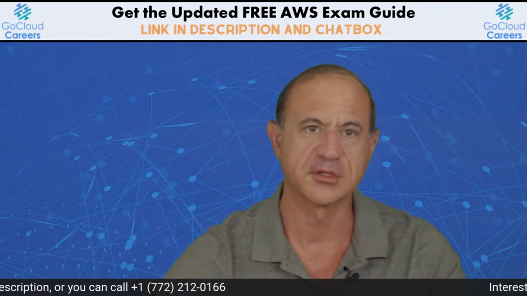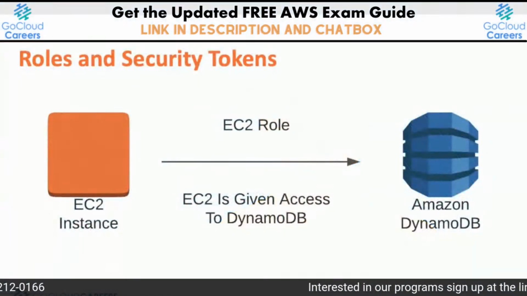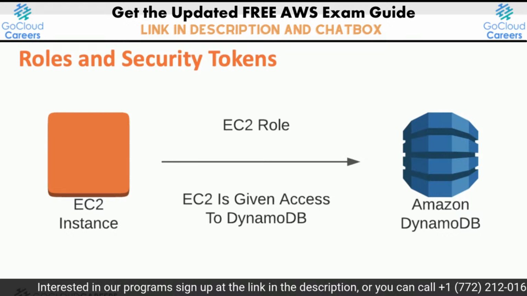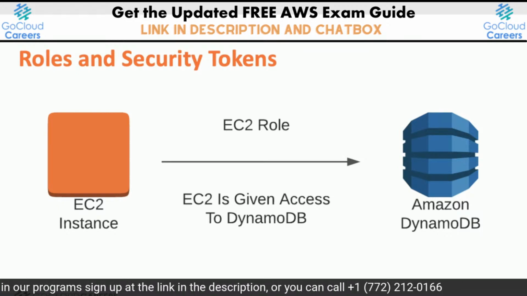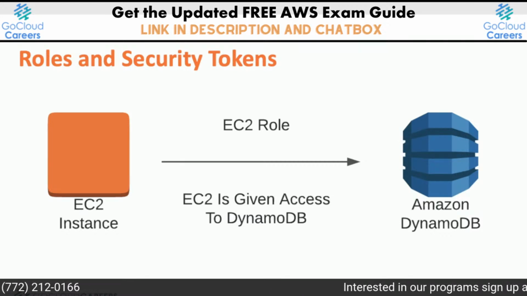Now we're dealing with this service role. So let's graphically look at this real quick. Here we go. An EC2 instance wants to access the proprietary Amazon NoSQL database DynamoDB. And we create an EC2 service role. Pretty simple.